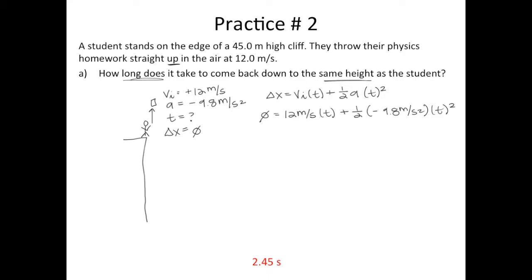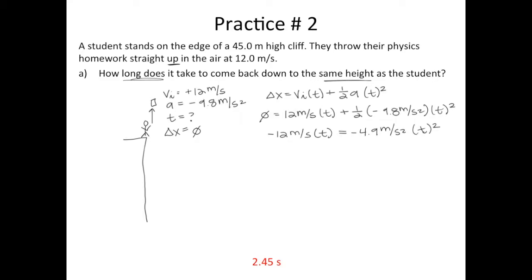Okay, now a lot of people get confused at this point, but the math really isn't that hard from here. What we're going to do is first get one of these things to the other side. So I'm going to subtract this 12 meters per second times t to the other side, and I get negative 12 meters per second times t equals, I'm going to multiply the 1/2 times the negative 9.8 meters per second squared, and that gives me negative 4.9 meters per second squared times t squared.